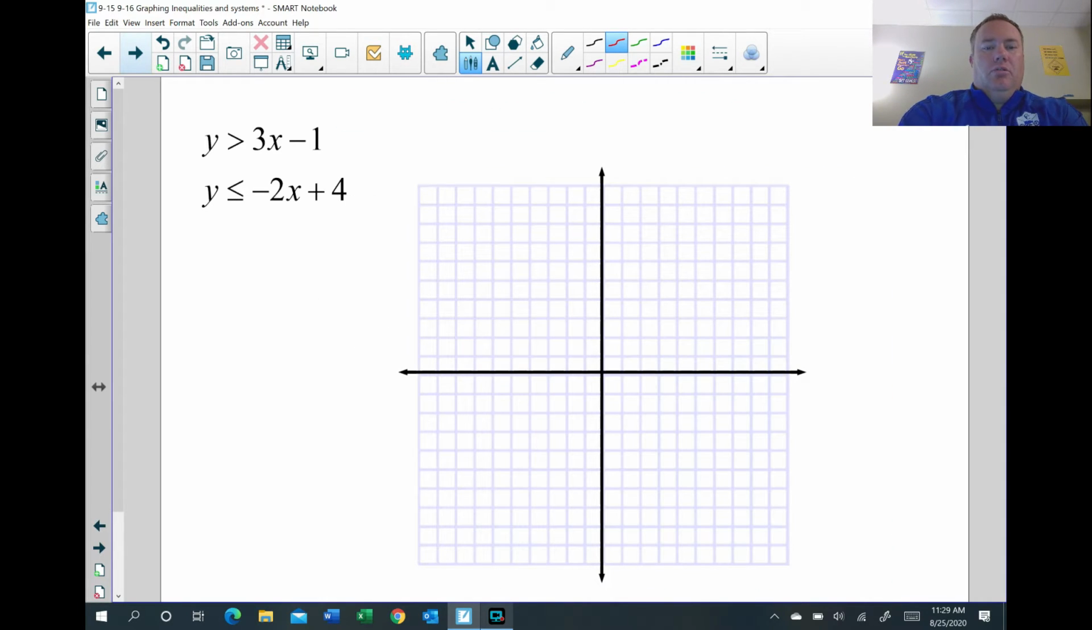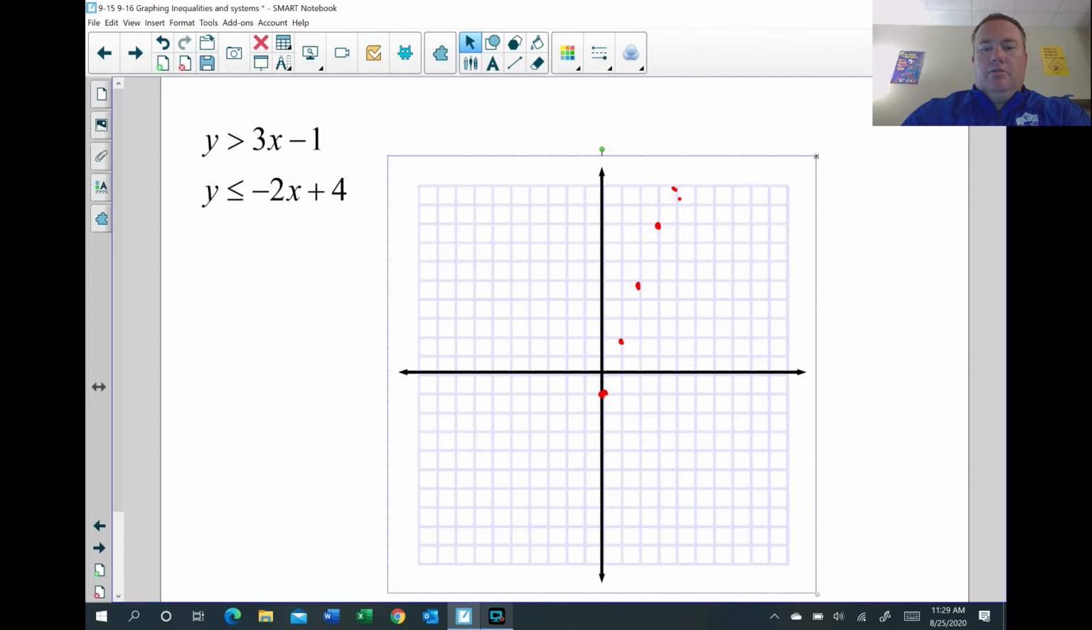So now we are going to graph the system of inequalities. Starting off, just like we did the other day, we've got y is greater than or equal to 3x minus 1. Start off with your y-intercept, which is at -1. From there, graph the slope of 3: up 3, to the right 1, up 3, to the right 1, up 3, to the right 1. And from there, hopefully we can draw a line.